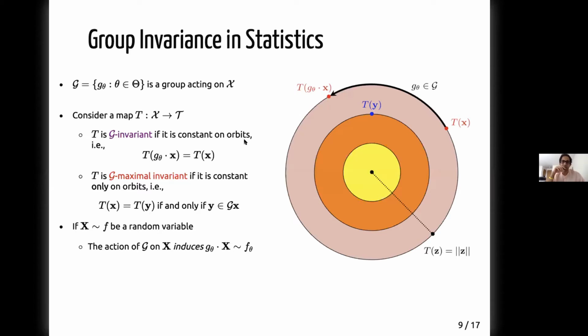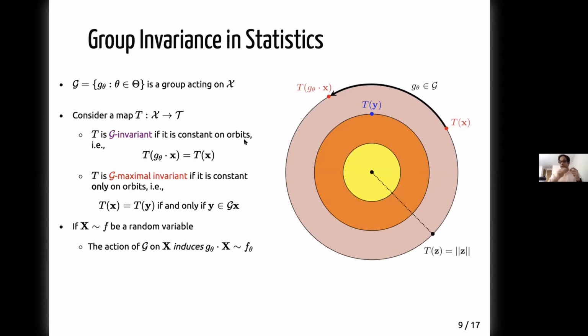The first notion comes through what is called group invariance in statistics. Essentially the setup is that we're given a group whose elements are indexed by this parameter set theta, and they act continuously on the space X on which our probability distributions are defined. If we're given a map T defined on the space X, this map is said to be G-invariant if it's constant on the orbits of the group. And it's G-maximal invariant if it is constant only on the orbits.